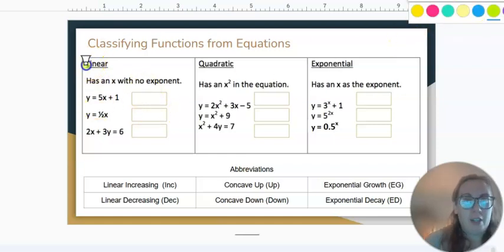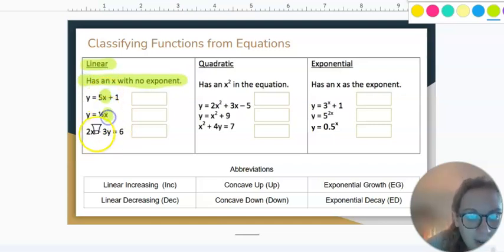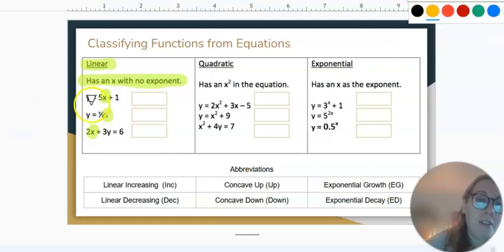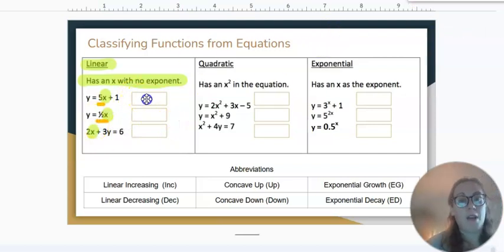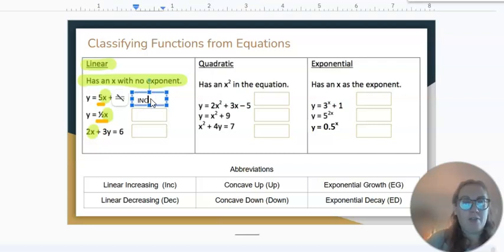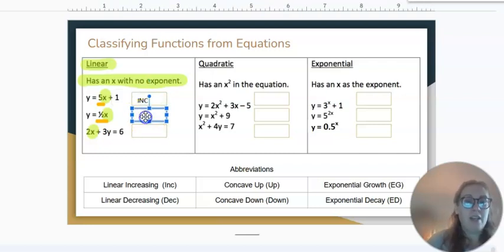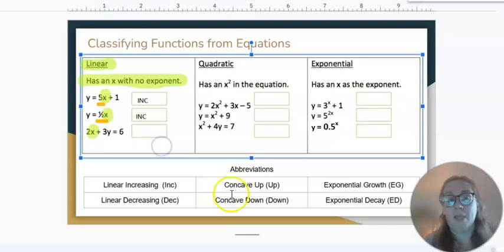So a linear function, a straight line, has an x with no exponent. So notice these x's that we have here have no exponent. It's just an x on its own. If the number in front of x is positive, then we're going to be increasing. So 5 and 1/2, both are positive numbers in front of x. That's our slope, and that's a positive slope, so it's going to be increasing.